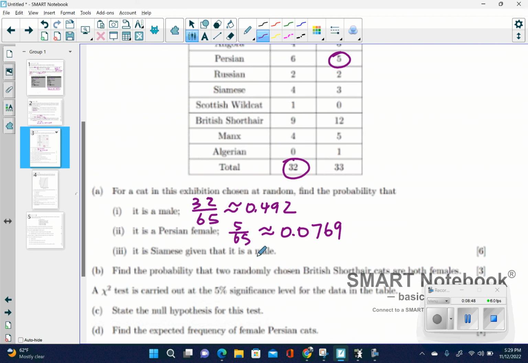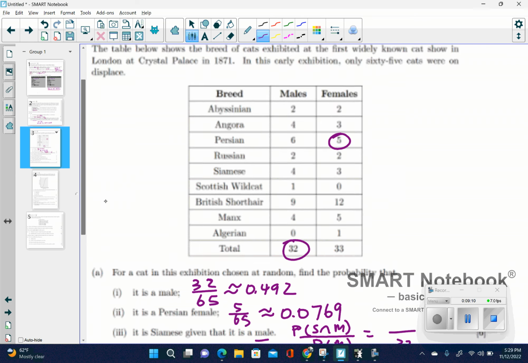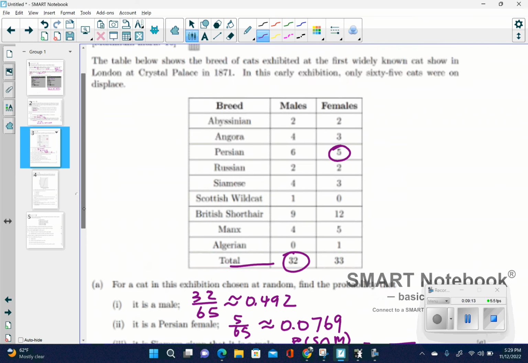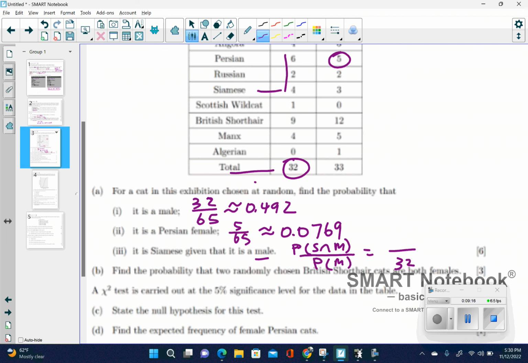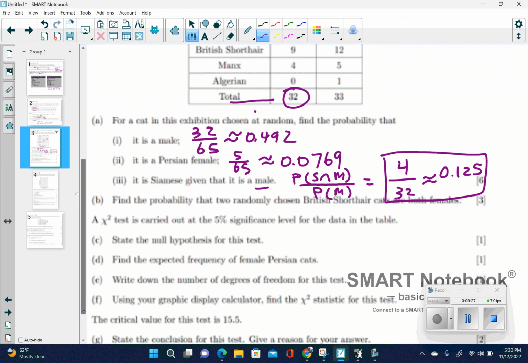It is a Siamese given that it is a male, which means that you have the probability of both Siamese and male divided by whatever is second. So the male is second, so probability of males. We already figured out that there are 32 males altogether. So the 32 is going to go on the bottom. And Siamese and male, right? If you look over here, Siamese and male is 4. So 4 is the number that goes on the top. And as a decimal, this is 0.125. Okay. So either of those two answers work for part 3, A3.